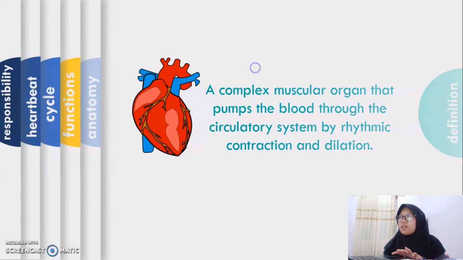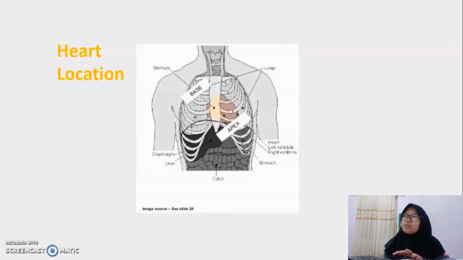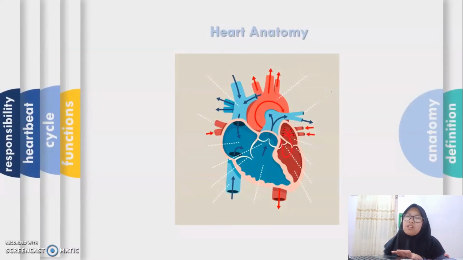Next is heart location. The heart is located between the lungs, and the tip of the heart is called the apex. Next is heart anatomy. The heart has 4 chambers. 2 atria act as collecting reservoirs and 2 ventricles act as pumps. The heart has 4 valves for the pumping action of the heart and maintaining unidirectional blood flow.